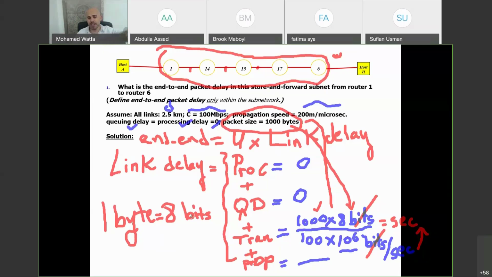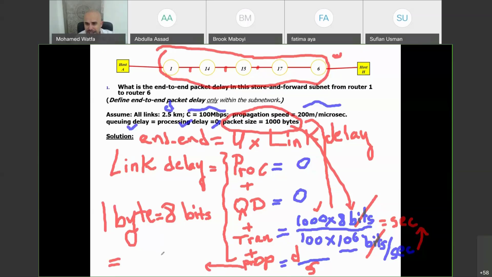Propagation time, same thing. It depends on what and what, guys? Size and distance? Yes, distance over speed. Distance over speed. Thank you so much. Again, make sure you're comfortable. Let's go ahead and put them. Be careful with the units.